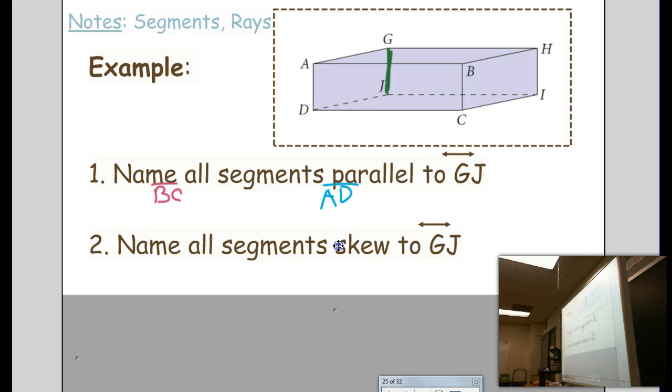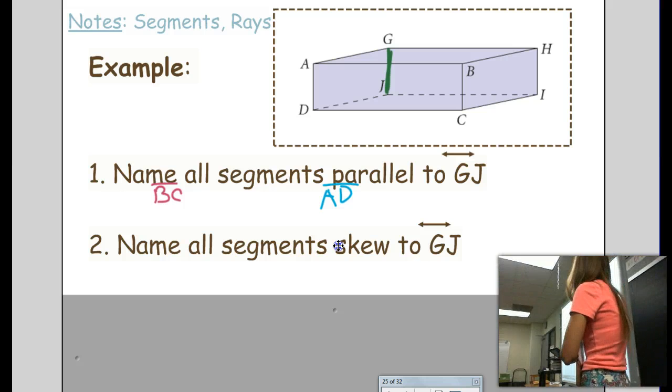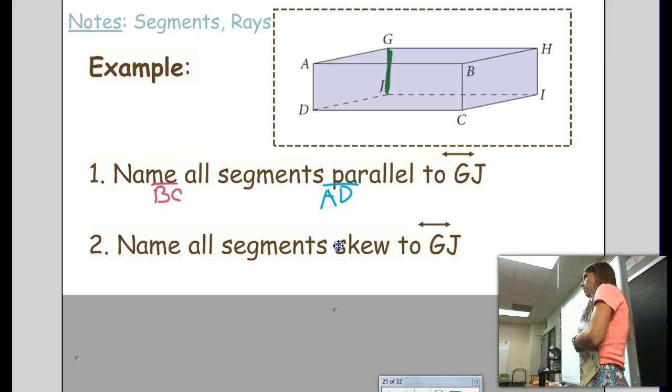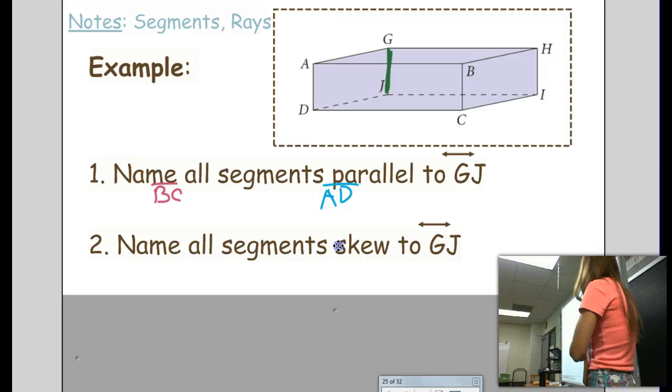I want Zaya and Lillian to go answer that one. Which one are you thinking about doing? Name me a segment and let's see if it's skew. Name a segment. Give me two letters. BC. That's parallel to GJ because GJ is going straight up and down and BC is going straight up and down. We're doing skew now. So give me one that wasn't already said. HI is also parallel to GJ. DC.